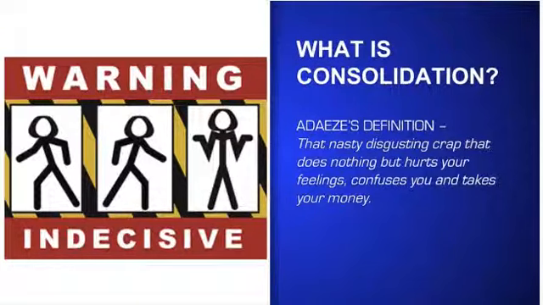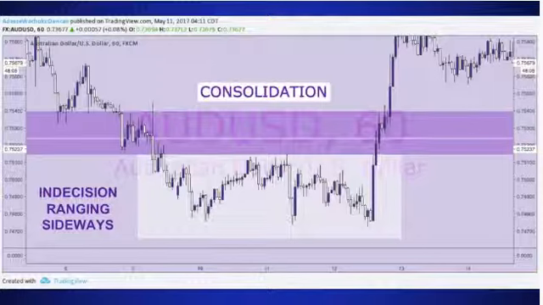Like the major players of the market haven't made a decision in which direction they want to take the market. So as a result, it's at a standstill. Some people are placing buys, some are placing sells. As a result, they cancel each other out and you have the sideways movement. So here's a good example of what consolidation looks like in the market.